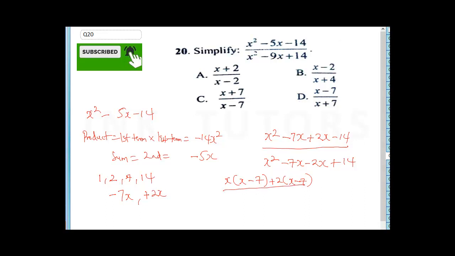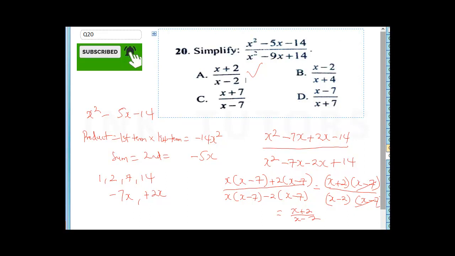Now all over, this will give me x into x minus 7 minus 2 into x minus 7. So this is going to give us x plus 2 brackets x minus 7 all over x minus 2 brackets x minus 7. Now you can see that we have x minus 7 both up and down, so we're going to cancel out x minus 7. So our final answer is x plus 2 divided by x minus 2. So the final answer here is going to be A, which is the correct one.